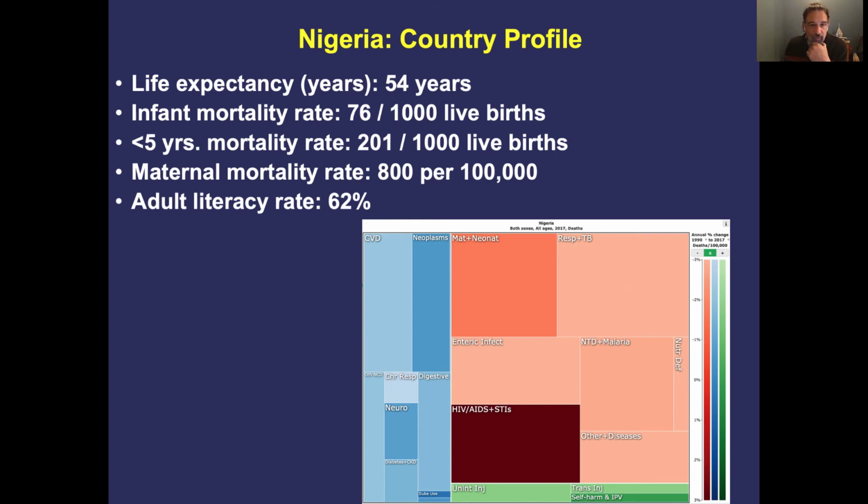And you'll remember the graph here showing the distribution of the causes of death. And here we're showing the distribution of the numbers of death. In large part, most of the deaths occurring in Nigeria are in the infectious disease realm, followed by the non-communicable diseases and injuries.